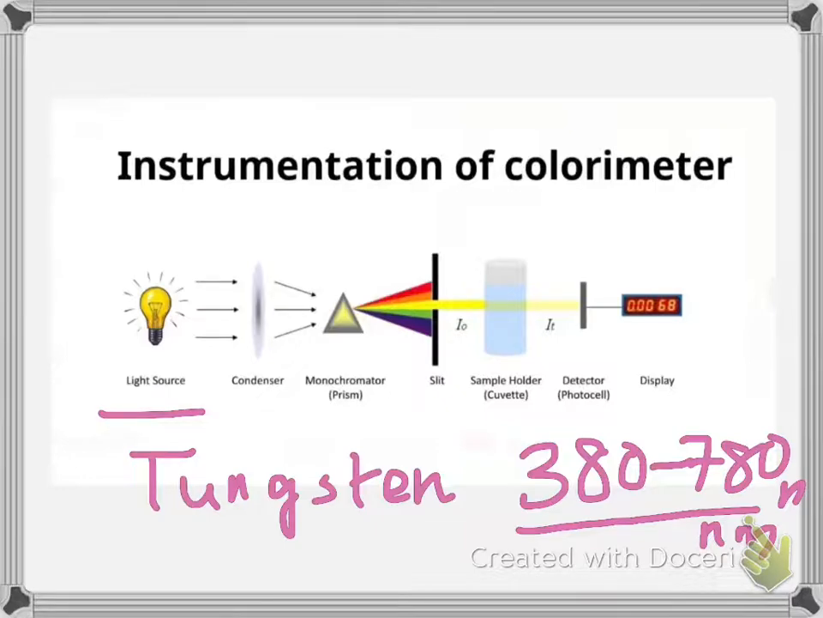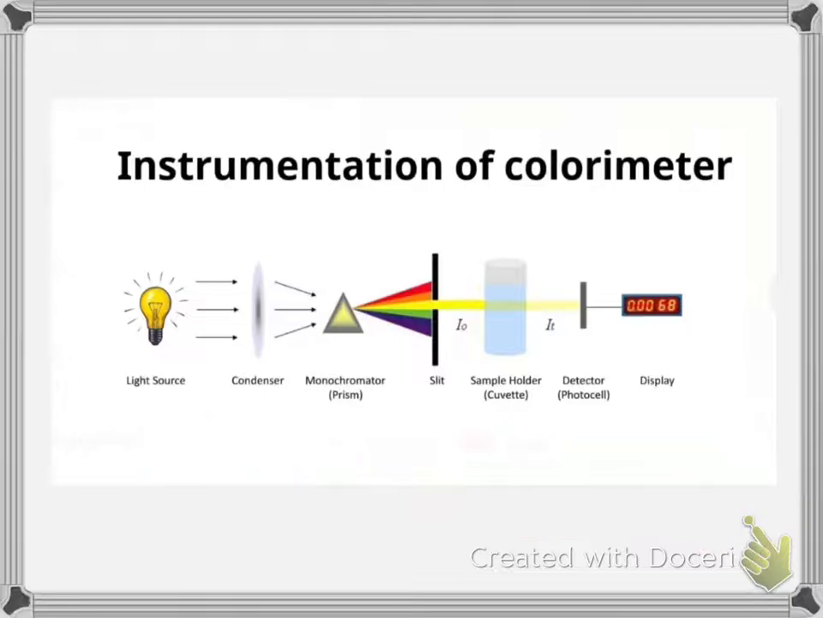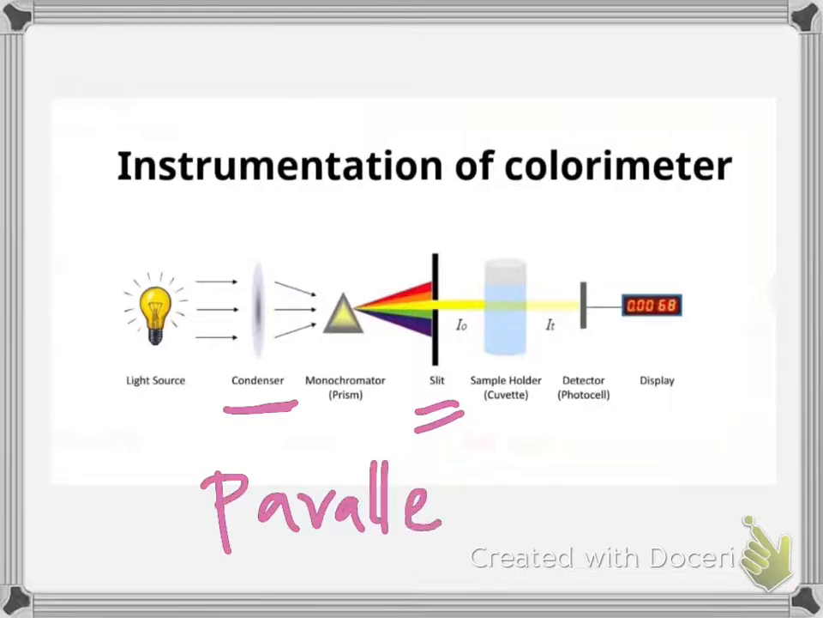Next is the slit. It allows a beam of light to pass and minimizes unwanted light. Next is the condenser, or condensing lens. The condenser gives a parallel beam of light.